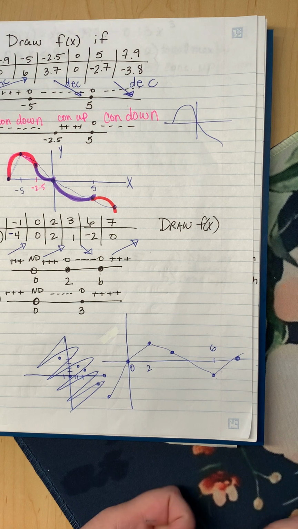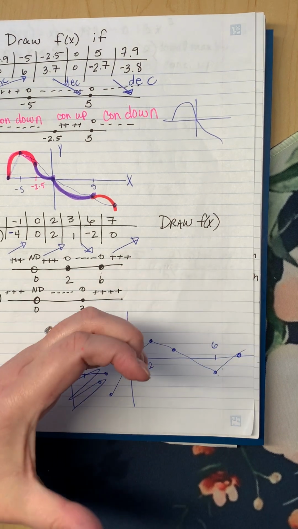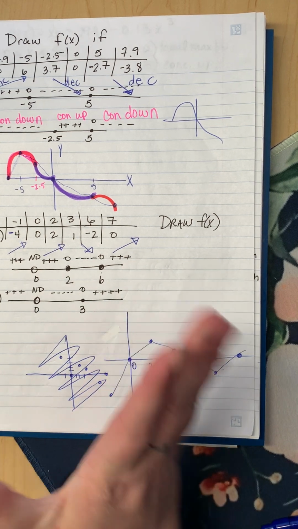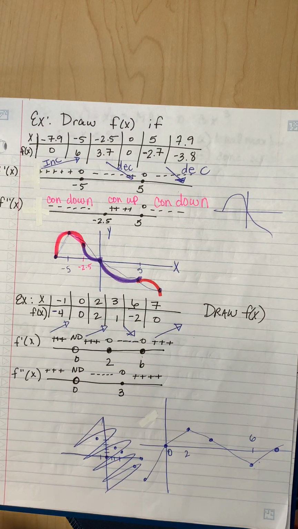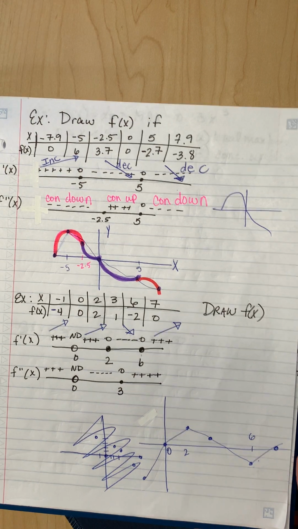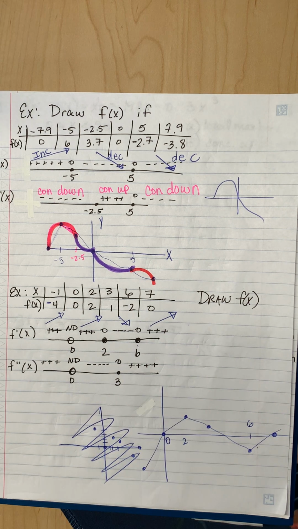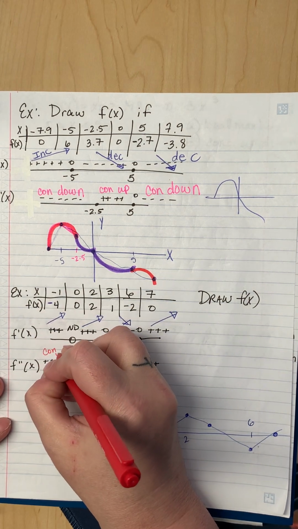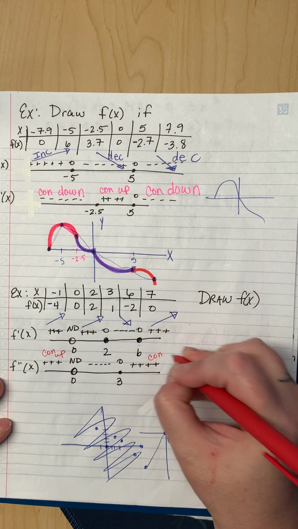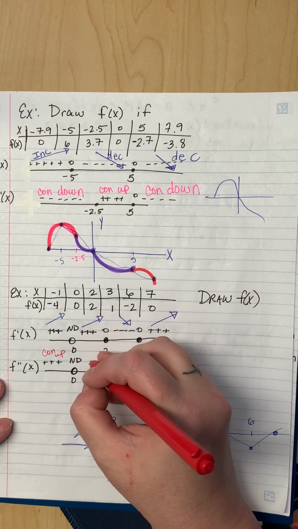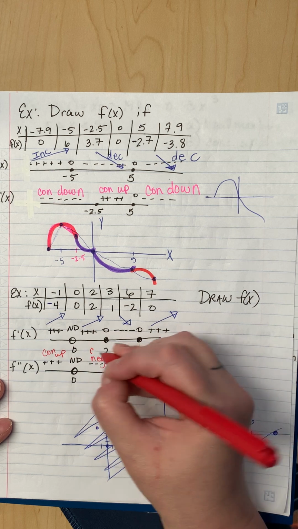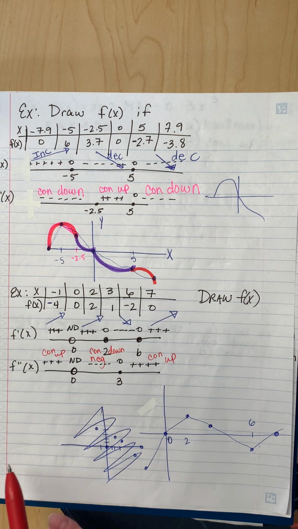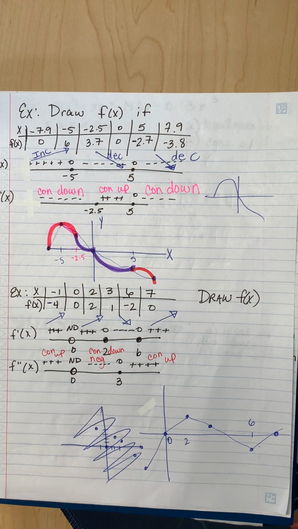Now we're going to figure out whether these lines become curved up like this, or curved down like this. That's what the second derivative is for. A plus sign means concave up, and wherever there's a negative, it's concave down. So we're going to have up, down, up. Let's look back at how to draw this concavity.